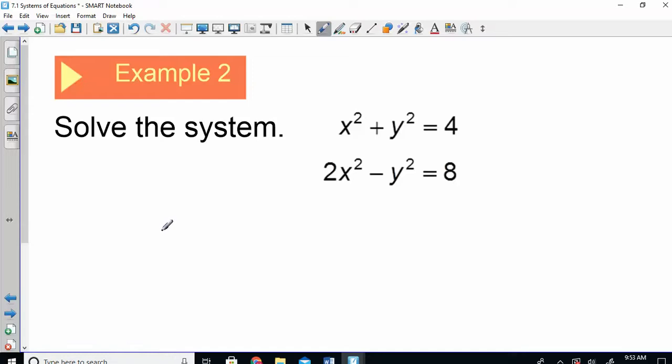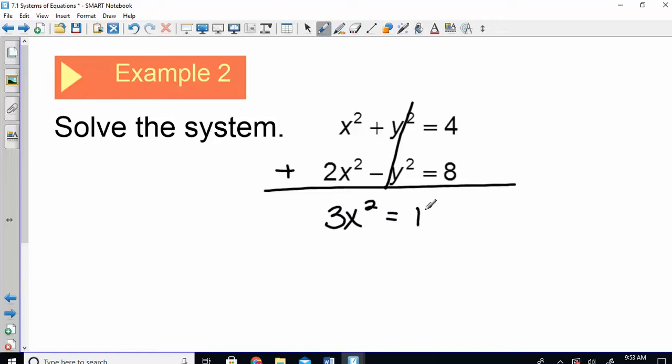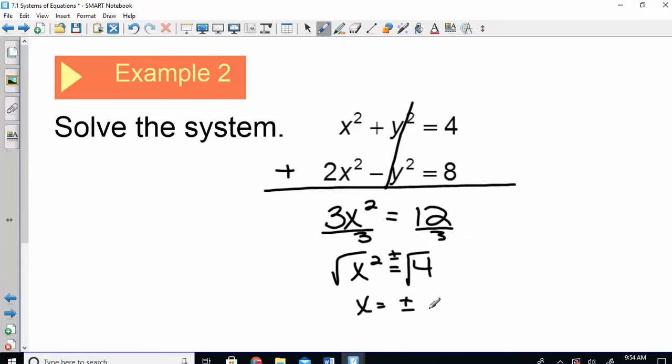What would we do here? Elimination. It's already set up really to do elimination. If I add these, my y squareds will cancel already. So 1x squared plus 2x squared is 3x squared. 4 plus 8 is 12. x squared equals 4. Square root, plus and minus, so positive and negative 2.